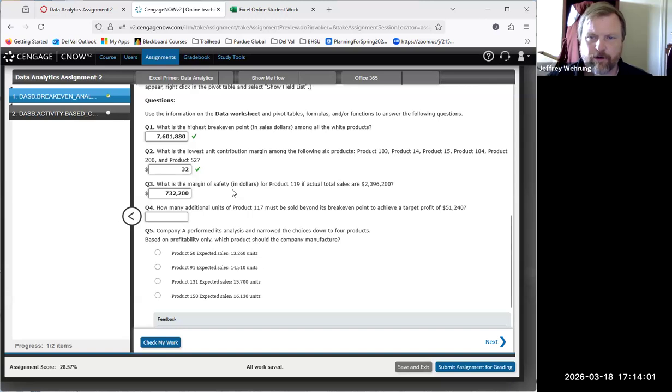And here it's asking for margin of safety in dollars. Sometimes they'll ask for it in a percent or in a number of units, right? But they're asking for it in dollars. So just how far is this total sales past our break-even sales? Okay, Q4. How many additional units of product 117 must be sold beyond its break-even point to achieve a target profit? Okay, so now we're saying we have a target profit.